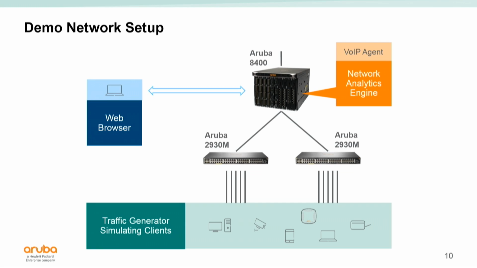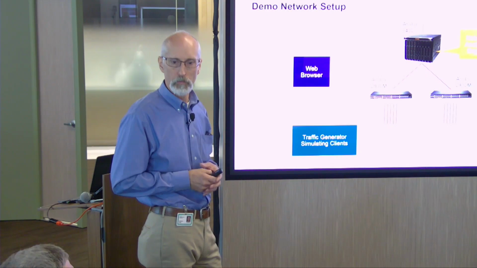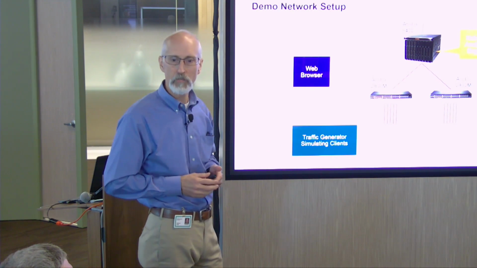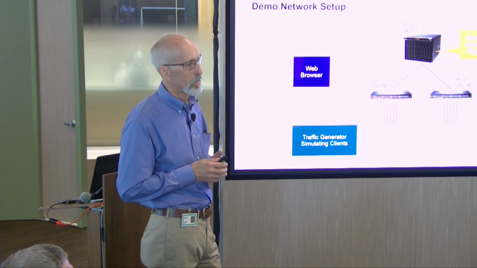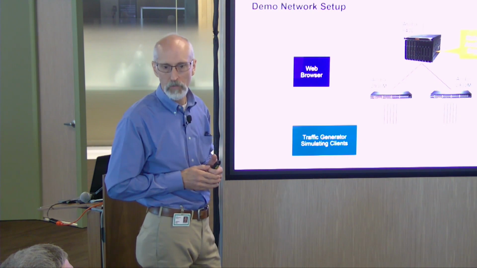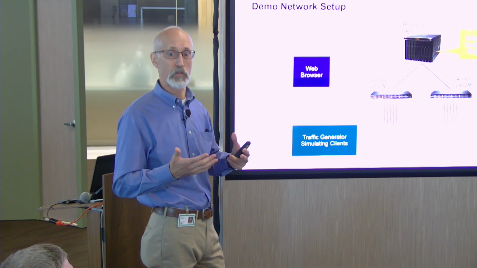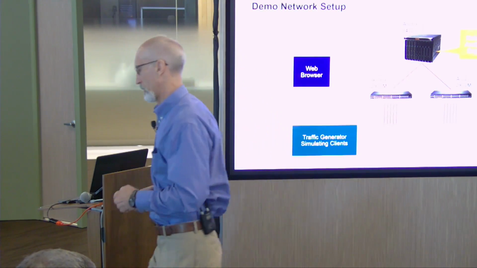The scenario is that one of the things this VoIP agent does is monitor the amount of voice traffic going through the network. There's a queue for the voice traffic within the 8400, and it's watching the amount of traffic going through that queue. If there's an anomalous level of traffic going through that queue, it triggers and tries to figure out why we have more traffic than we normally would. So let's see if we can get that running.